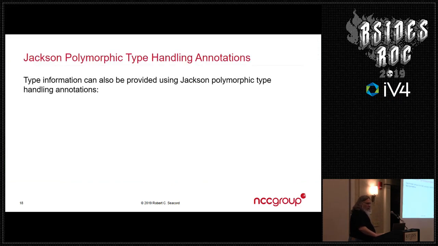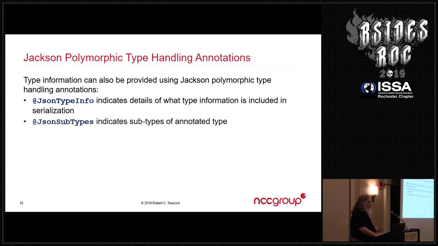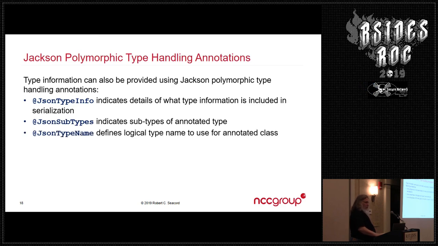Type information can also be provided using Jackson polymorphic type handling annotations. So instead of just turning it on for everything, which is going to enable this type of attack, you just turn it on for the things that need it. JsonTypeInfo indicates details of what type information is included in serialization. JsonSubTypes indicates subtypes of the annotated type. And JsonTypeName defines a logical type name. The logical type name that you define can be used instead of the class name, and that's again a mechanism to prevent deserialization attacks.